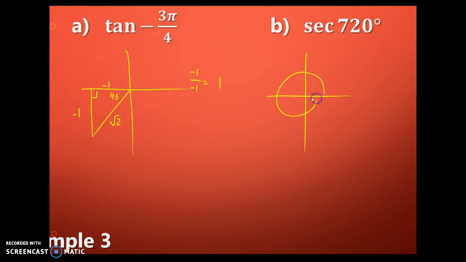720 is going to be 360 to go one lap, and then another 360 to go a second lap, and again I get one of these special case quadrantals. This coordinate is going to be an x value of 1, a y value of 0. Secant is going to be the cosine flipped upside down. My cosine would be 1, 1 flipped upside down is 1.